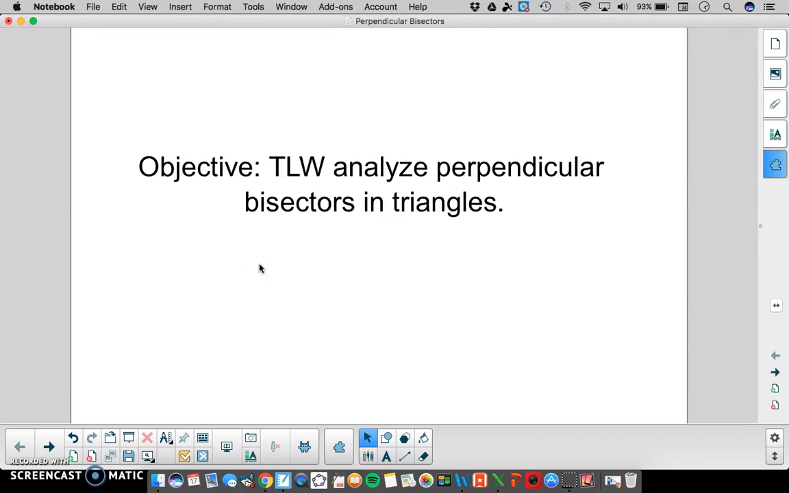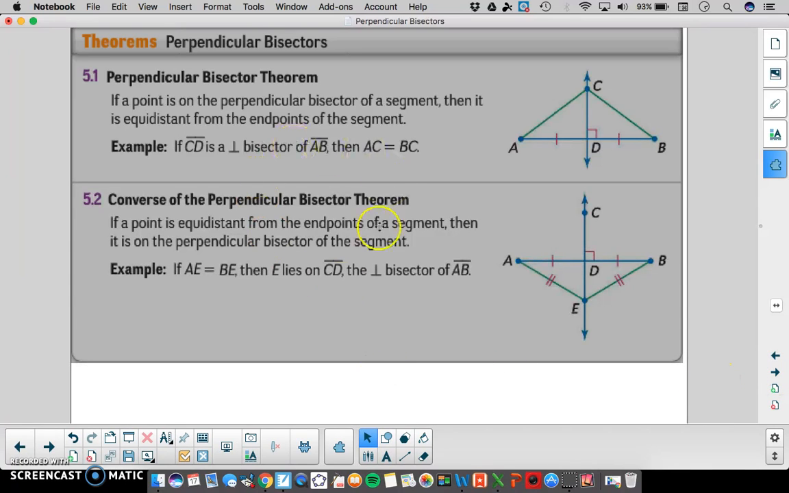In this video, we're going to analyze perpendicular bisectors in triangles. First, remind yourself what a perpendicular bisector is. Perpendicular means that it's going to cut at a right angle, and bisector means that it's going to cut the segment in half. There are a couple of theorems that we need to go over with perpendicular bisectors. If we know that we have a perpendicular bisector, any point on that perpendicular bisector is going to be equidistant from the endpoints of that segment.